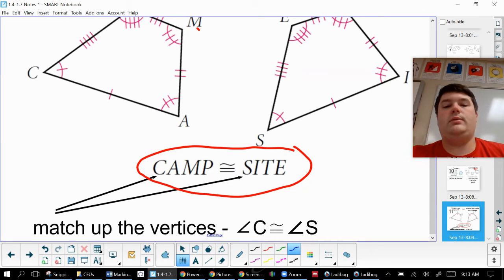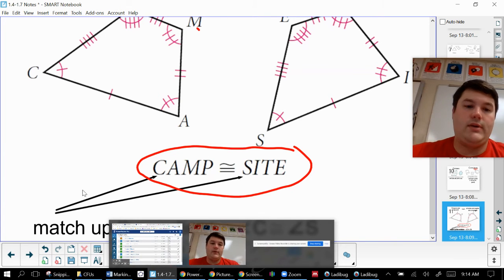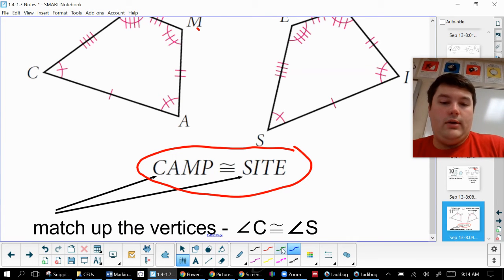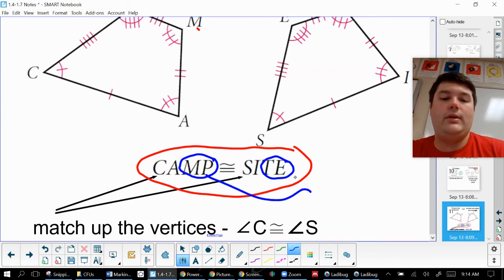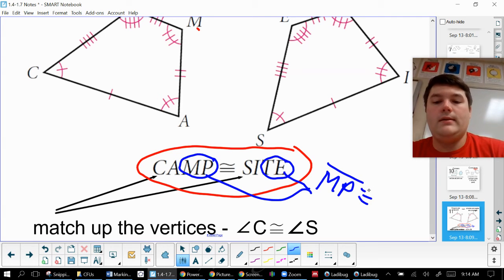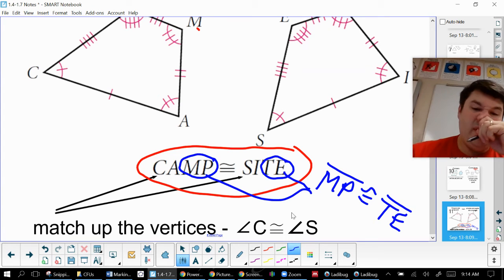CAMP is congruent to SITE. Because the C and the S come first in both of them, those 2 vertices match up, and they are congruent themselves. Those angles are congruent. If I look at, for example, these 2 letters, M and P, S and T, those go together, that's going to tell me that segment MP is congruent to segment TE. So every little piece that you pick out of there is important. And so it's really important that you've matched these up.